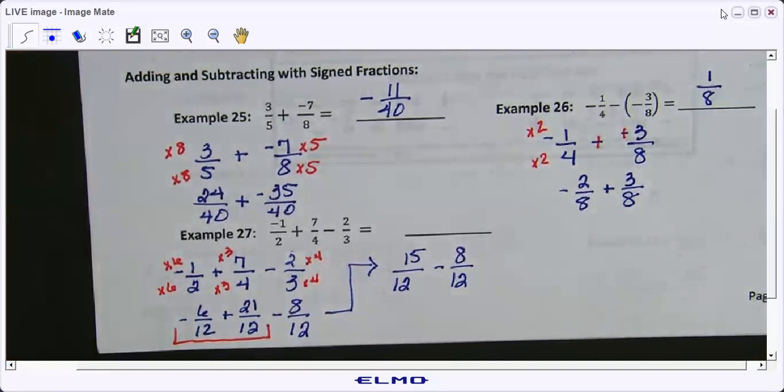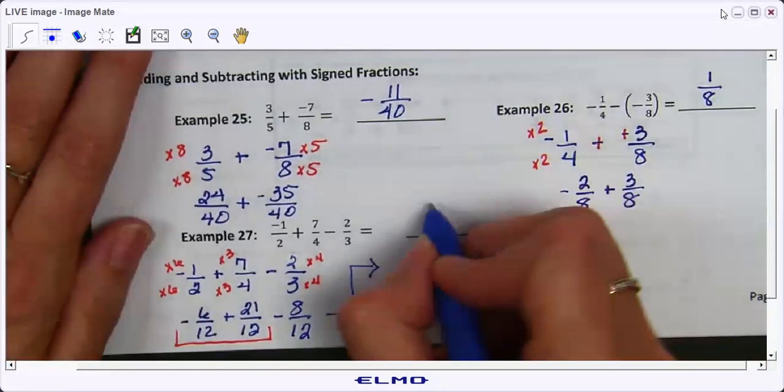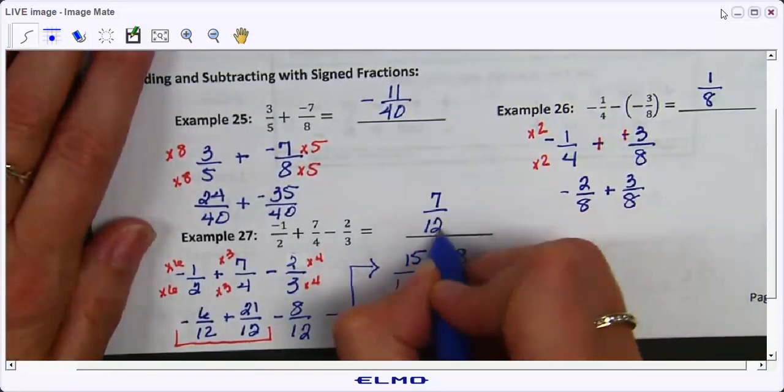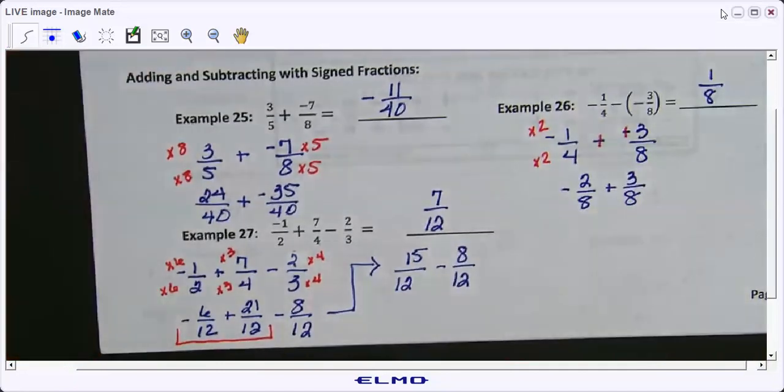And 15 minus 8 is 7. So my final answer is 7/12. And I can't reduce that fraction, so that is my final answer. Okay, questions?